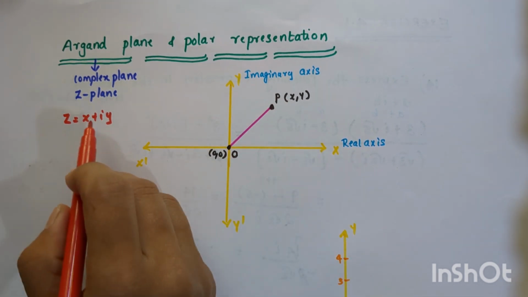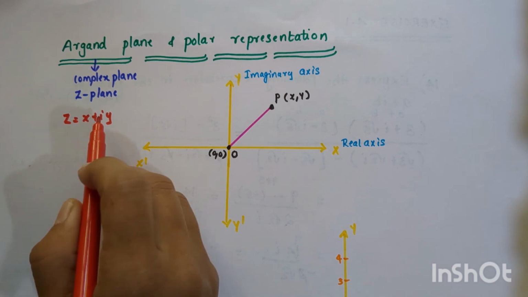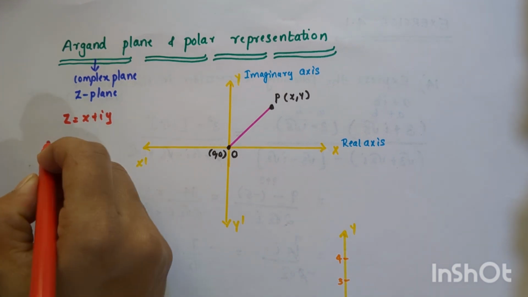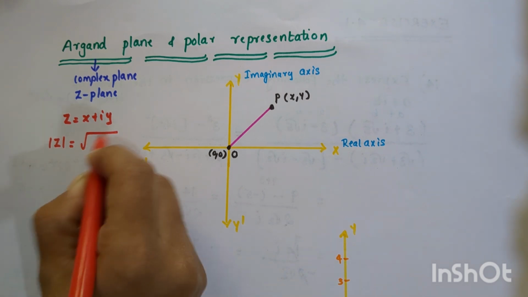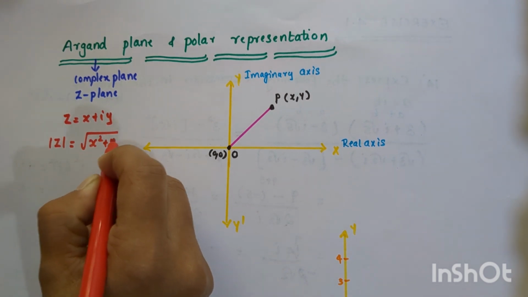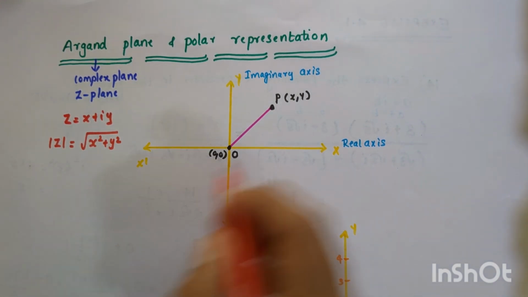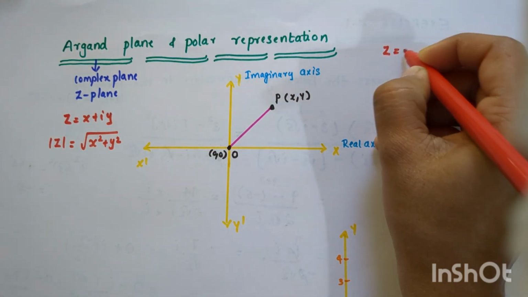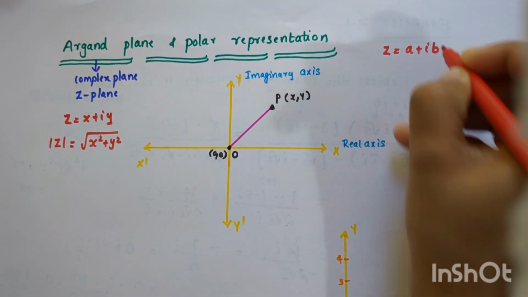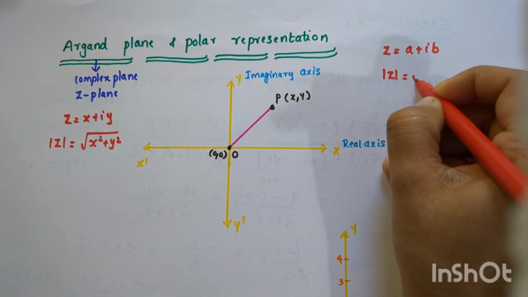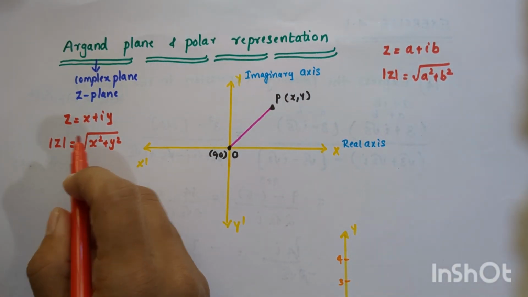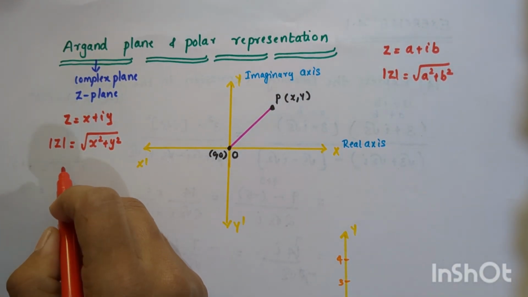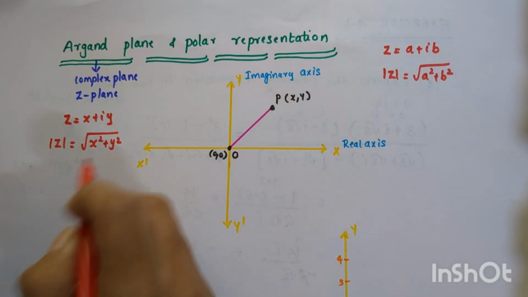Now you see here the complex number z is equal to x plus iy. The modulus of z, which we have already discussed in our previous video, will be equal to square root of x square plus y square. That is, when we discussed the complex number z is equal to a plus ib, the modulus of z was square root of a square plus b square. So here z is equal to x plus iy, so modulus of z is equal to square root of x square plus y square.